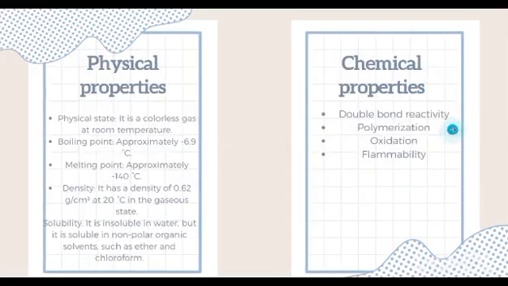physical and chemical. Physical state: a colorless gas at room temperature. Boiling point: approximately -6.9 Celsius. Melting point: approximately -140 Celsius. Density: it has a density of 0.62 at 20 Celsius in the gaseous state. Solubility: it is insoluble in water, but is soluble in non-polar organic solvents, such as ether and chloroform.